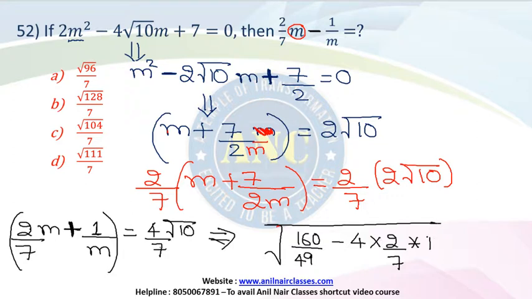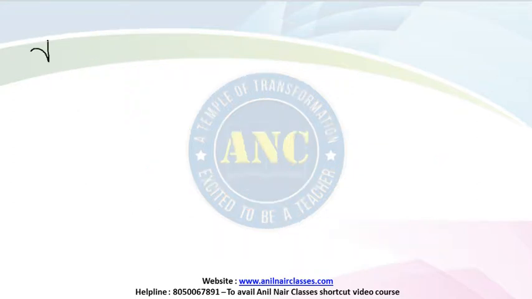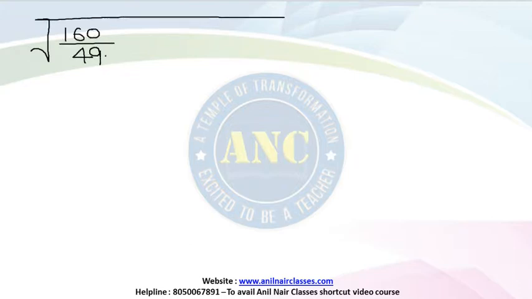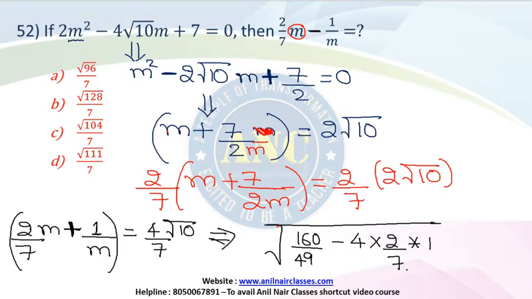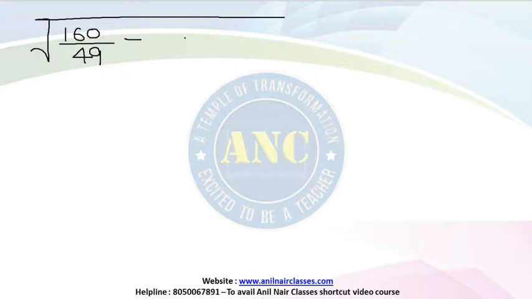So let me write it in the next screen. Let me write the same answer once again. 160 divided by 49 under the square root minus 4 into 2 by 7 is nothing but 8 by 7, right? But the LCM of 49 and 7 is 49. That means let me make the common denominator in both the cases. This is 49. This also should become 49. Multiply by 7, multiply by 7. So the common denominator is 49 right now.